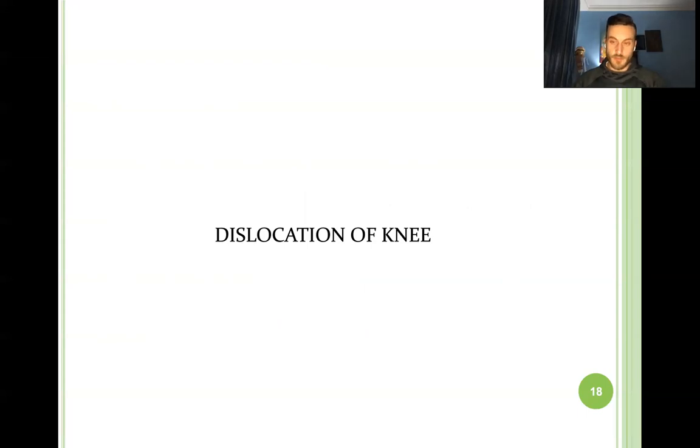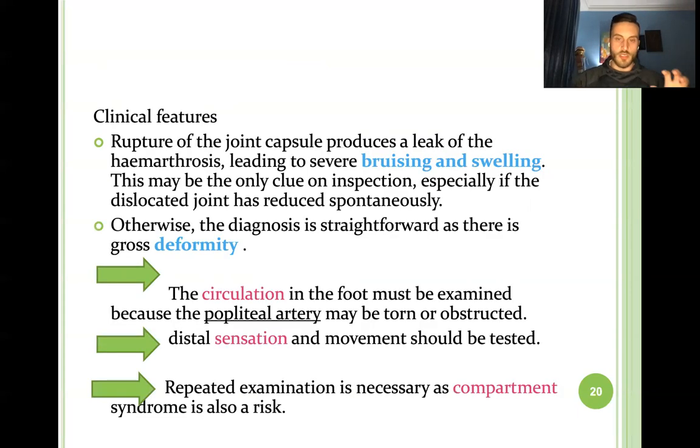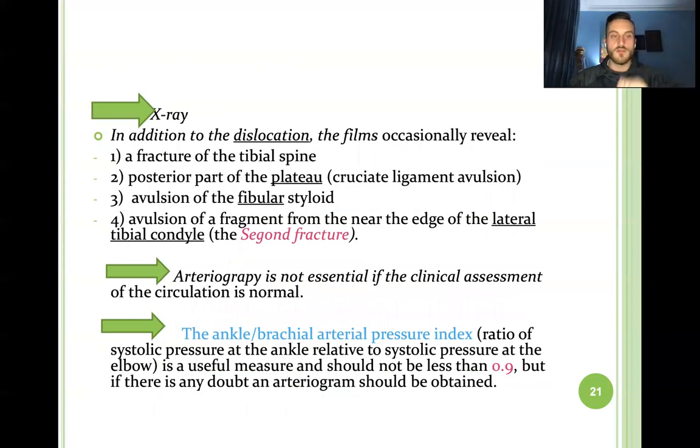Dislocation of the knee. Dislocation is very important because we have major structures that could be affected. So when do dislocations happen? When you have high energy trauma, usually RTAs, you have bruising, swelling, deformity. You have to check for the circulation because injury of the popliteal artery is very common, it can be torn or obstructed. So that's why distal neurovascular examination is mandatory.